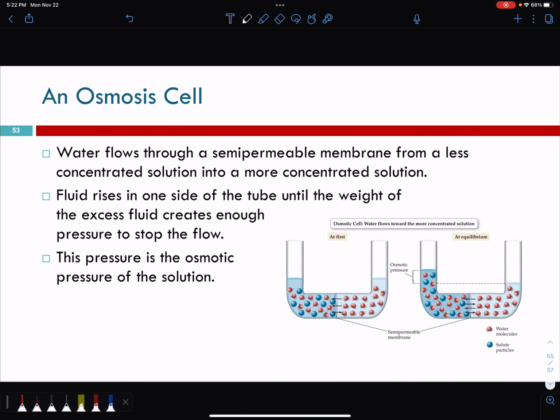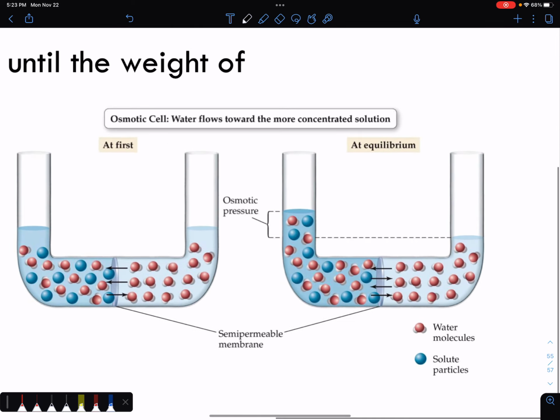So you can have water flowing through a semi-permeable membrane from a less concentrated solution to a more concentrated solution. Fluid will rise on one side of the tube until the weight of the excess fluid creates enough pressure to stop the flow. This pressure is the osmotic pressure of the solution. So if you set up these two solutions, this difference in height is how you measure the osmotic pressure, or one way to measure it at least.